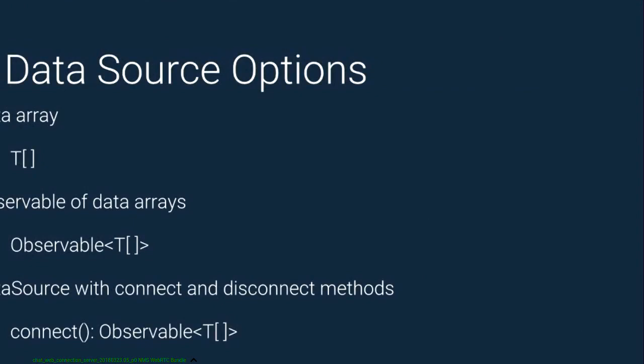And there are three data source options. It can be a data array, or it can be an observable of data array, or it can be a data source with connect and disconnect method. The connect method returns an observable of data array. If you have used the data table in Angular CDK or Angular Material, you will be familiar with this type of data source. And each item in the array represents one node in the tree.